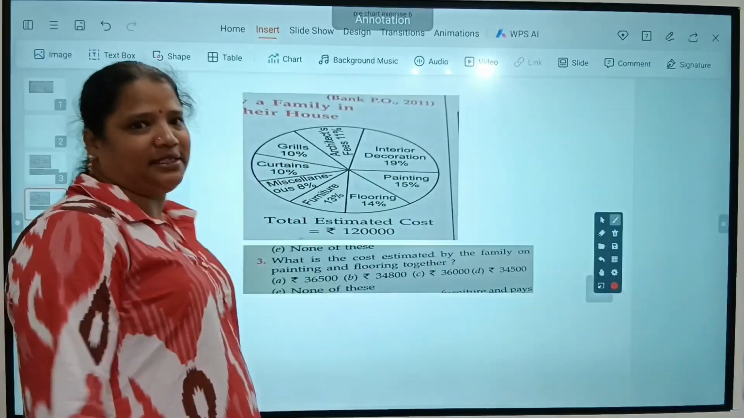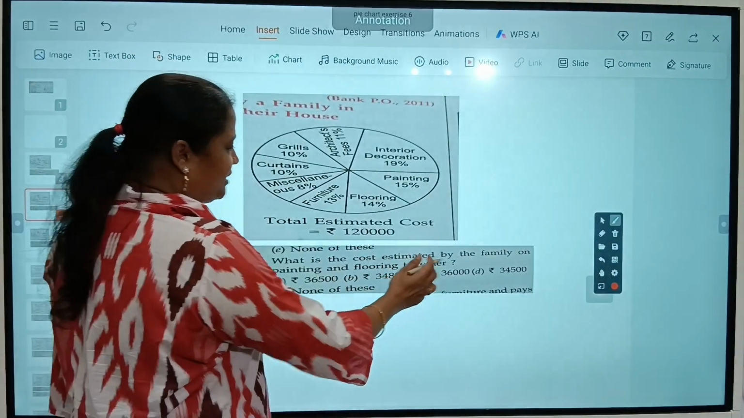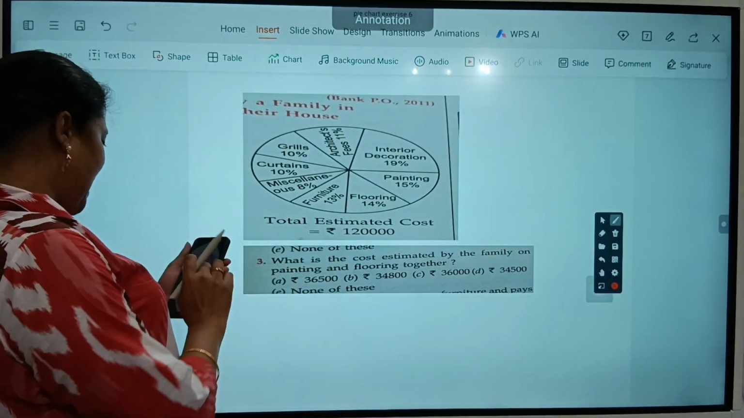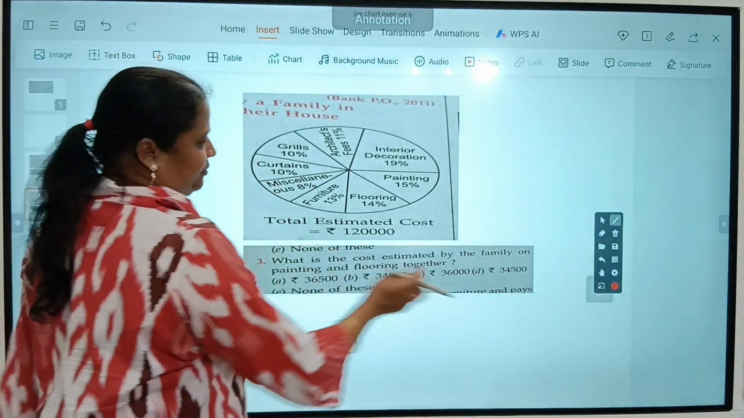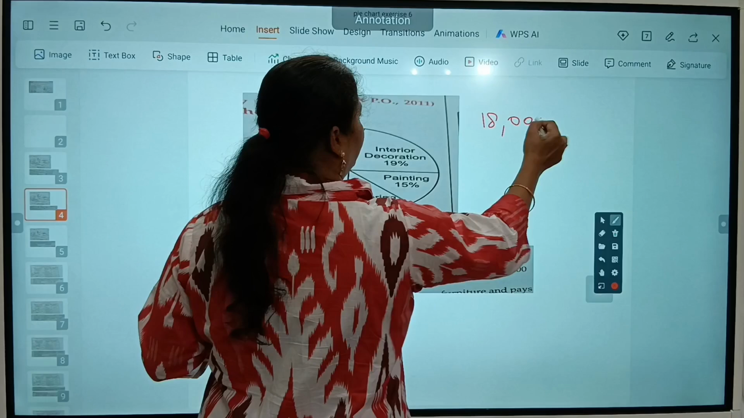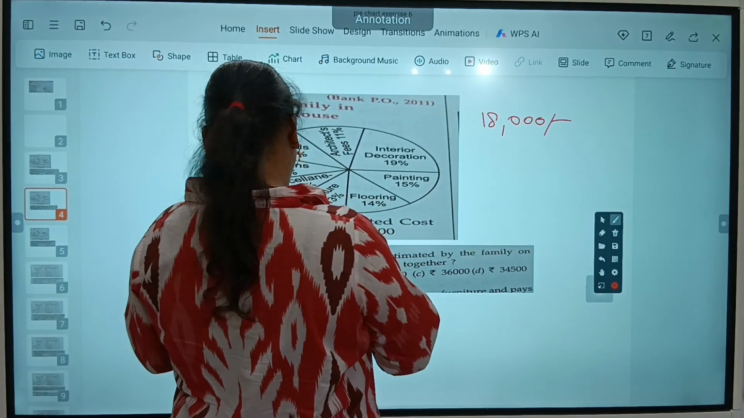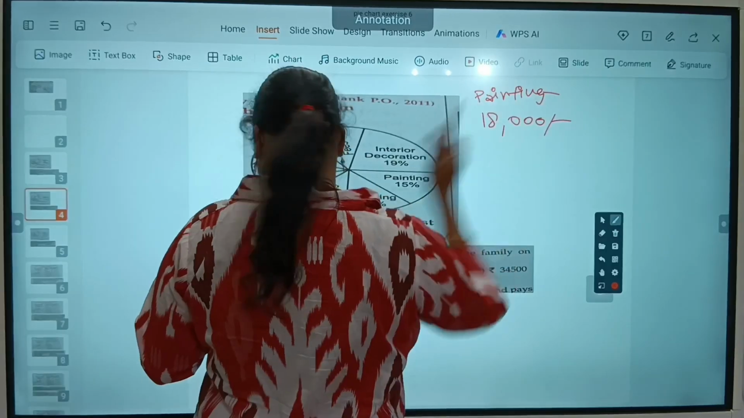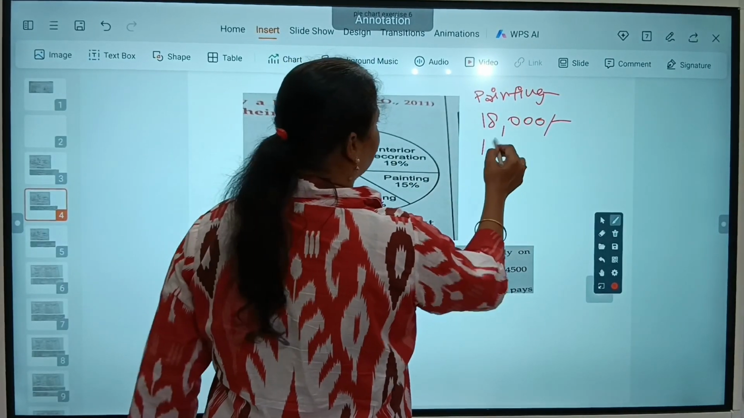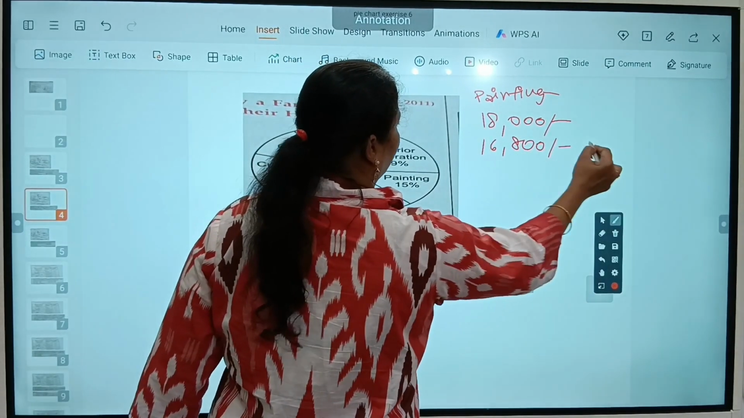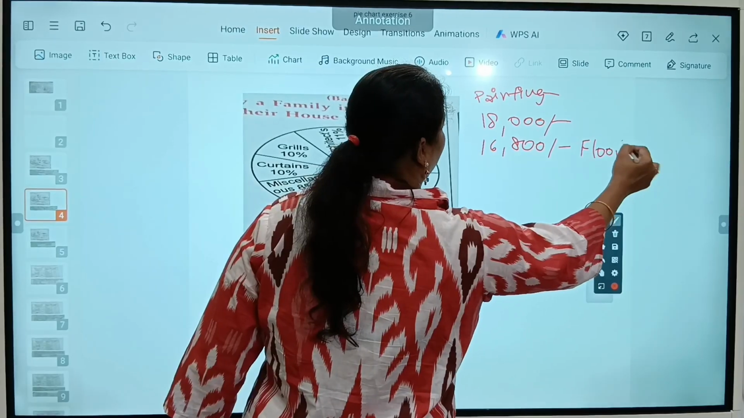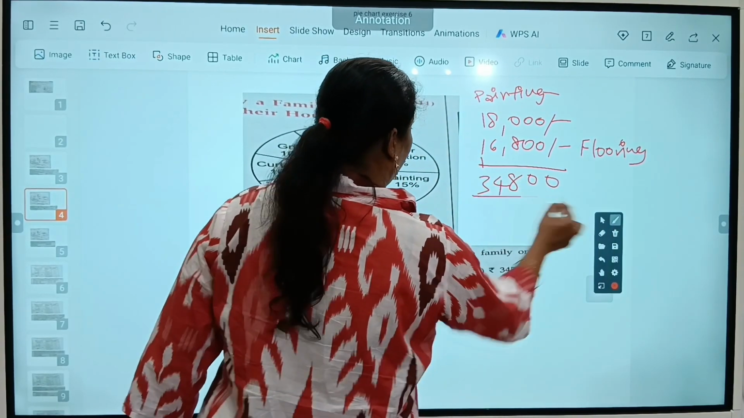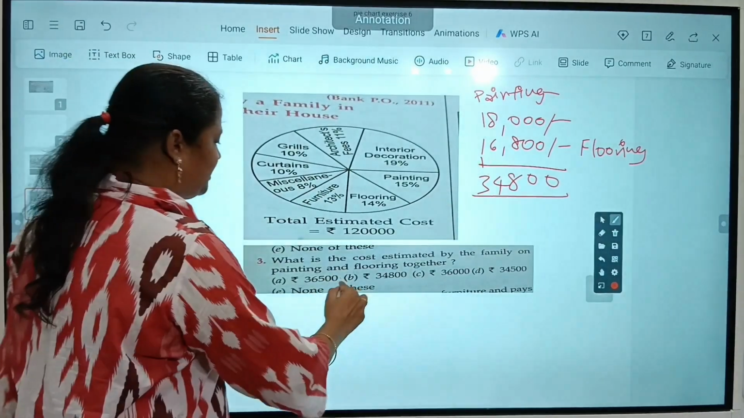The second question of this graph is: what is the cost estimated by the family on painting and flooring together? We have to add up painting and flooring. Painting cost is 18,000 and flooring is 16,800. The total is 34,800. B is the answer.